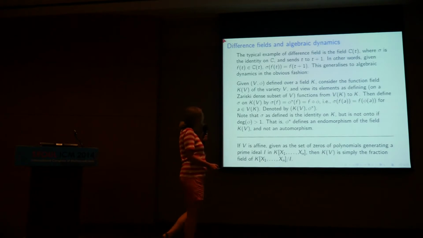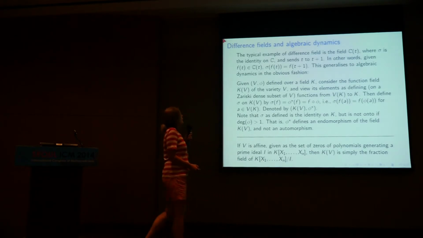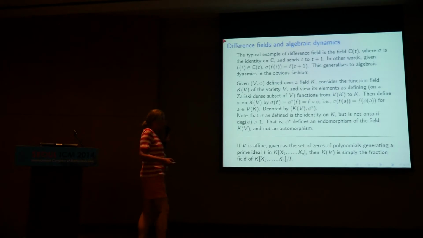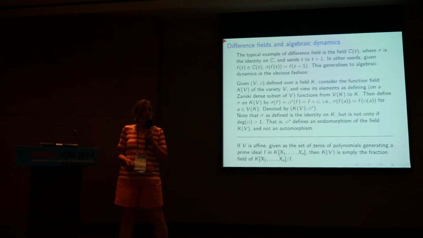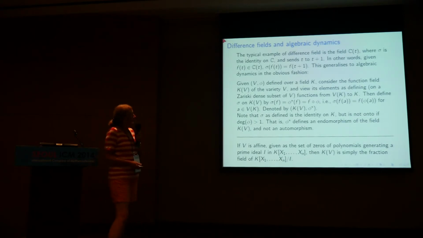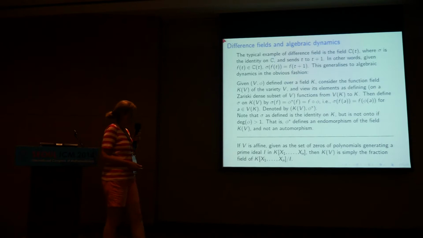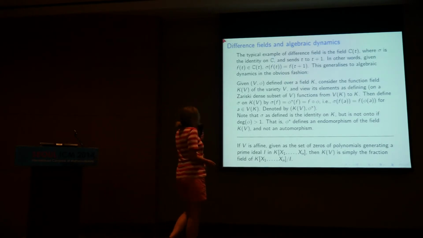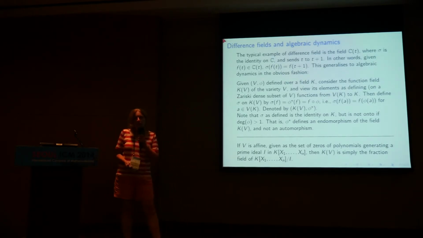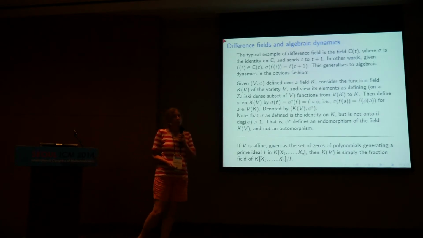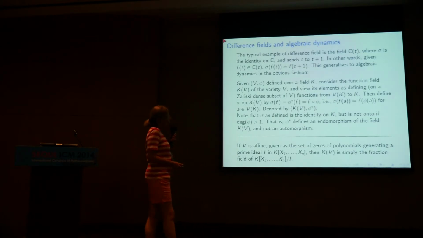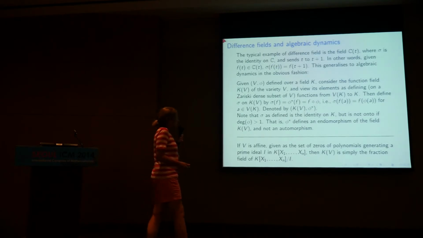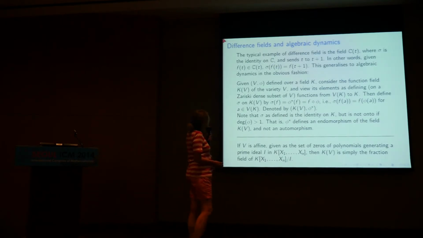Okay, first of all, let me give an example of a difference field. So the typical example, and actually it's the example from which you get the name of difference variety, or difference field, is the field of rational functions over C, where sigma is the identity on C and sends t to t plus 1. So in other words, if you have a rational function f of t, sigma of f of t is just going to be f of t plus 1. So this generalizes to algebraic dynamics.